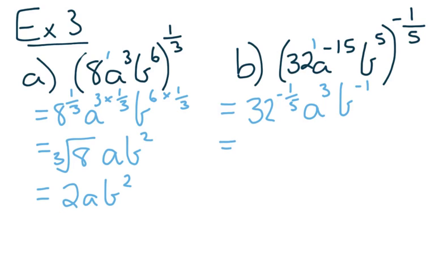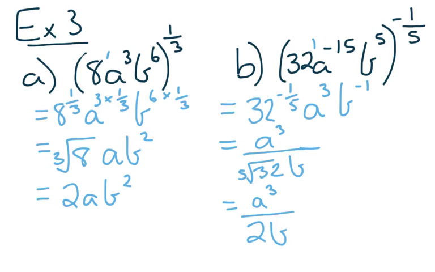Then we move what we need to move to the bottom, so we leave the A cubed where it is, and we would end up with the 5th root of 32 and B on the bottom. Now, the 5th root of 32, to multiply something by itself 5 times and only get 32, it has to be quite a small number. So hopefully you've worked out that it would be 2, so we would end up with A cubed over 2B as our answer to that question.